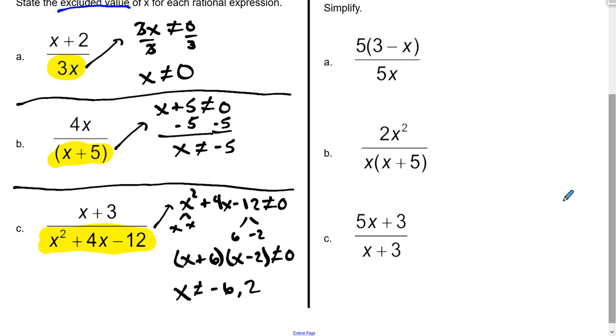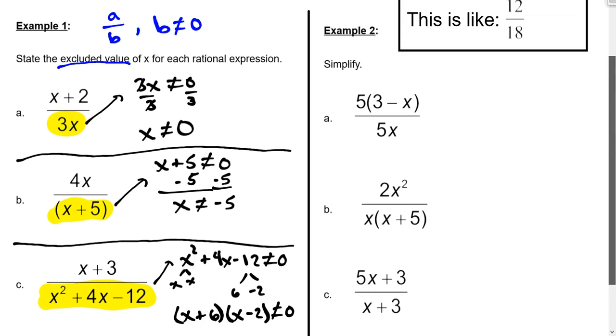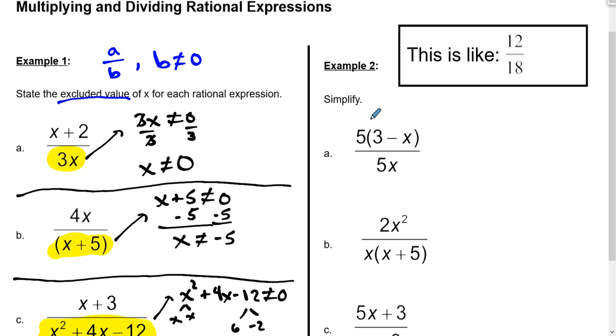All right, so hopefully we got the hang of the undefined values there. What we're going to do next is take a look at how to simplify these. There's a mathematical process that we're going to use to simplify. That mathematical process is we want to factor. That's it. The process is factor it. After it's been factored, we can reduce any common factors.